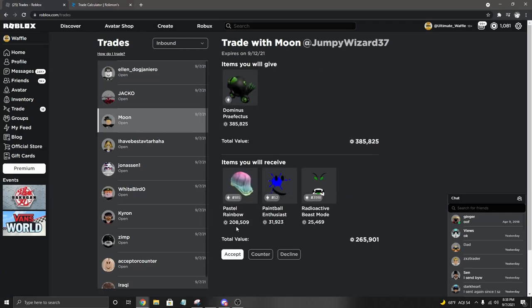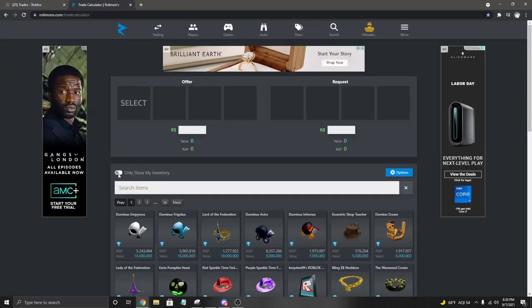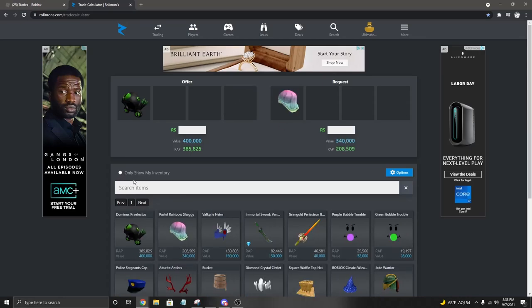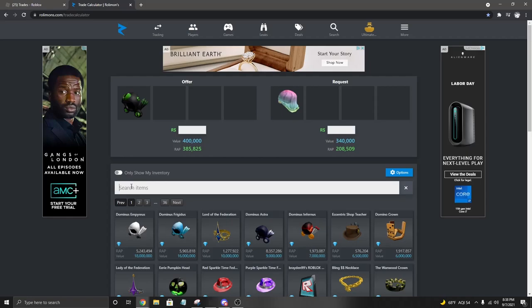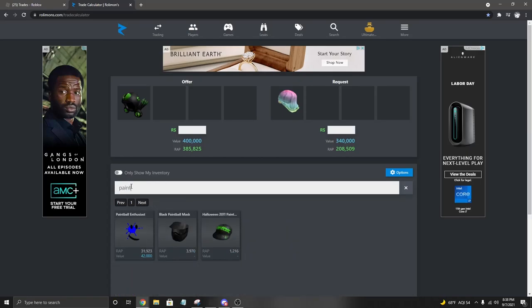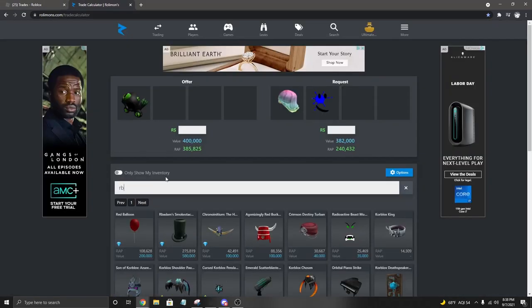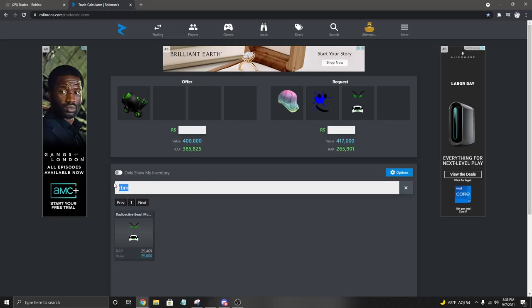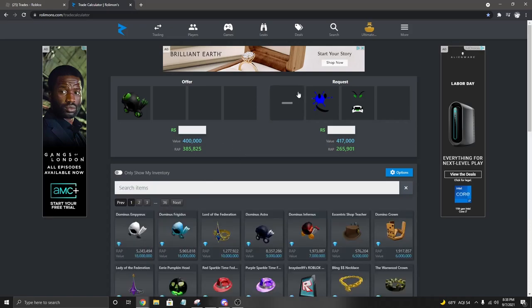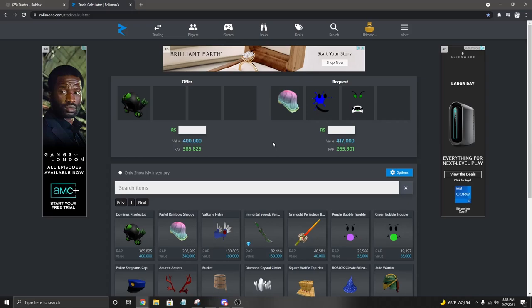Okay, this is interesting. So we got a Pastel Rainbow Shaggy. All right, Dominus Praefectus, and then I actually have a Pastel Rainbow Shaggy, and I do not have the rest, so, Paint, and RBM. Okay, interesting, it's a 17k overpay with PRS. I actually don't like PRS at all. I want to trade it off really bad, so if you want my Pastel Rainbow Shaggy, send on it. I don't want it. So, I'm not gonna take this.